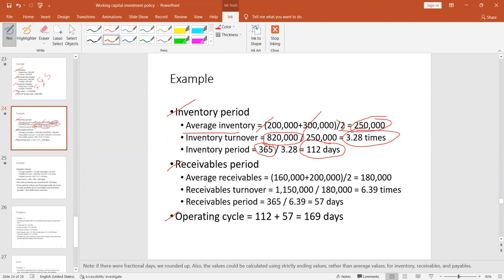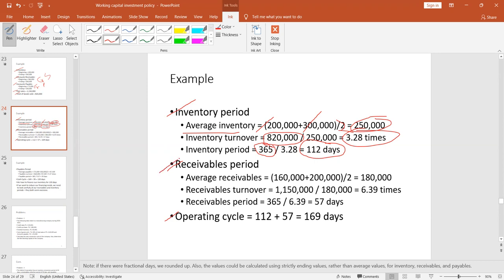Inventory, product, expiring product. So if you want to convert your raw materials to finished goods, it takes 112 days. Is it okay? Yes, sir. Now, what's the second phase? What do we have to do now?